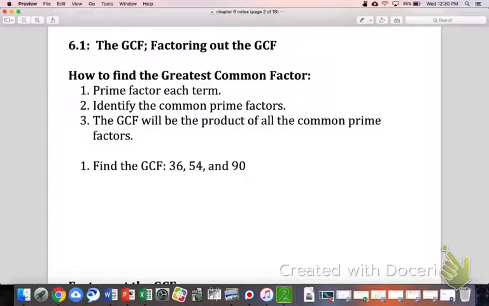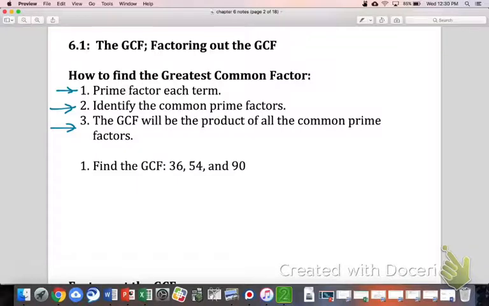This is the intro video for Algebra 1, Section 6.1. We're going to be looking at the greatest common factor and how to factor out the greatest common factor in this video. So the steps are to factor each term. Once you've factored each term, we're going to identify the common prime factors, and the greatest common factor will be the product of all the common prime factors.